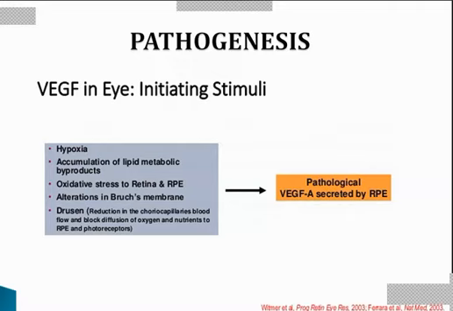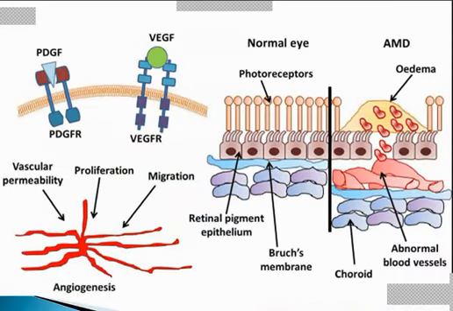Pathologically, VEGF-A is secreted by the retinal pigment epithelium. That will lead to formation of new vessels, otherwise called neovascularization. And this is a picture showing the production of the vascular endothelial growth factor in the case of age-related macular degeneration. There will be edema, leakage of the proteins, and formation of abnormal vessels.